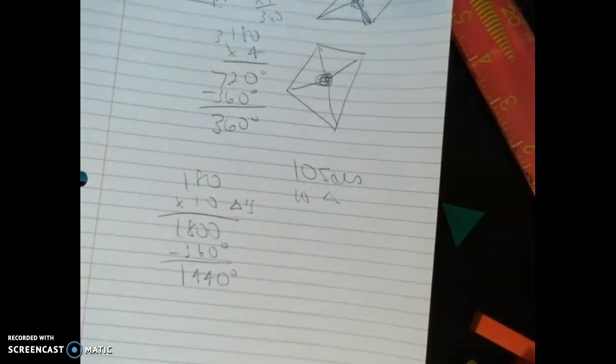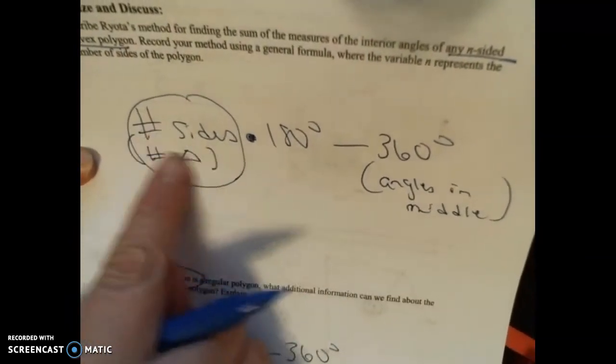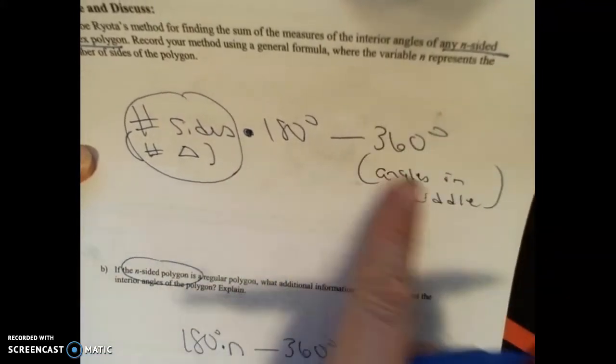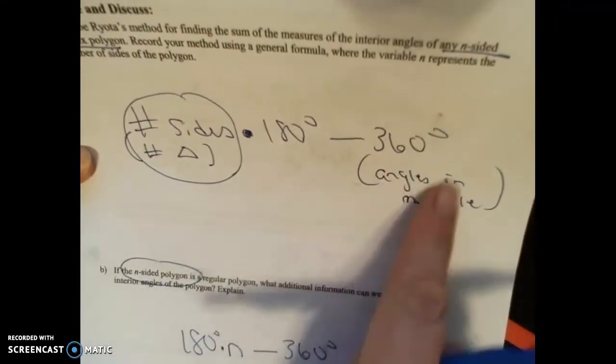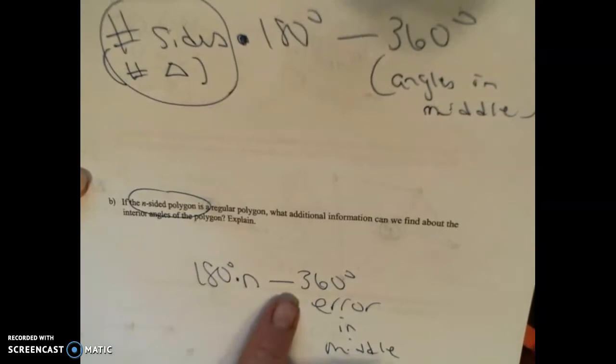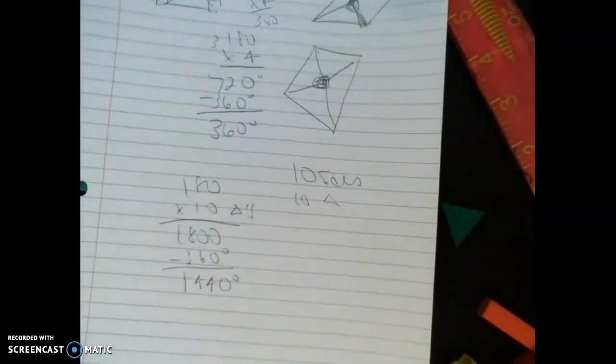And then on the next page, we summarized it. So the number of sides equals the number of triangles times 180, and then you subtract the area in the middle, that 360, those extra angles you added. Another way, if n is the number of sides, you would take 180 times n minus 360, and again, that's that error. All right, flip the page and look at Jolie's method, and I'm going to pause and we'll pick up with her.